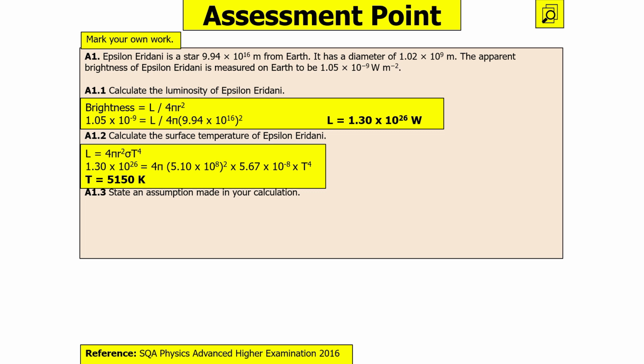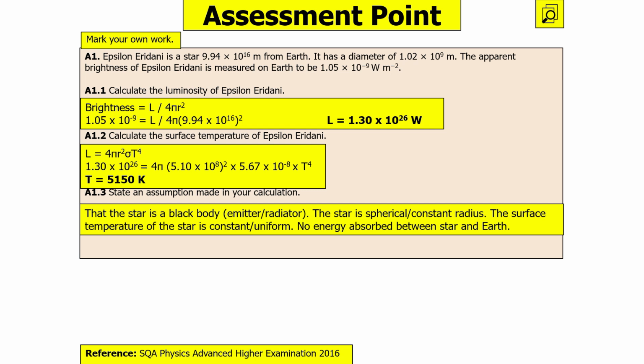Now the assumption we make is that for Stefan's law to be true, it must be a black body emitter. We're also assuming, because we're using our equations, that it's a sphere, and that the surface temperature is uniform, so we can use the inverse square law.